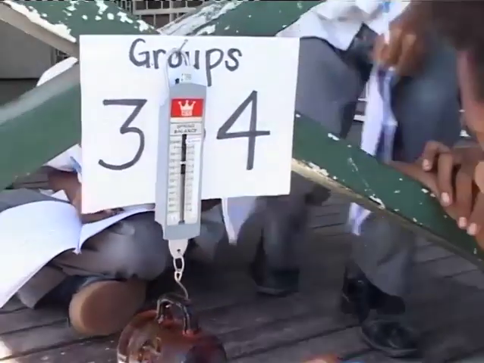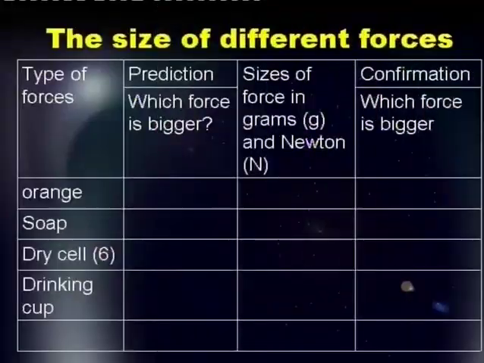Let's go. Spring balance, is it starting from 0? Yeah, it started from 0. Okay, that's okay. Only one group did. We'll not adjust. Write. This one is small.